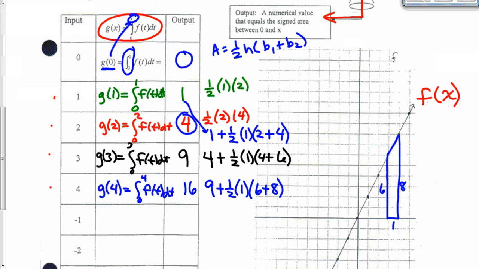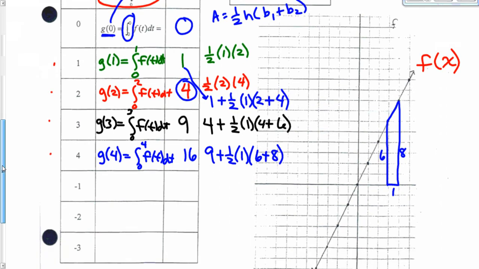So I got my g of 4 to be 16. I started with what I had, that g of 3 was 9, and I added the area of the blue trapezoid that I have. One base was 6, the other base was 8, so 1/2, the height was 1, times 6 plus 8. Now I want to stop here and talk about what we have going on.